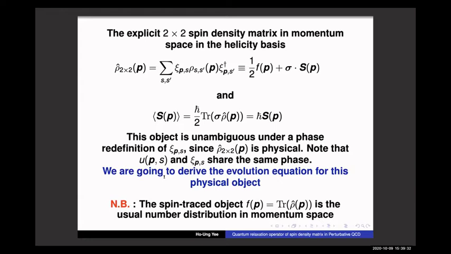And just to mention, this trace part, F, is nothing but the usual number distribution in momentum space that is used in the usual Boltzmann equation of quasi-particles in QGP. So that would mean that the equation we derive for F should agree with the previous computations of the collision term for the usual number distribution function in leading log approximation of QCD. And indeed, we double check that too, okay?